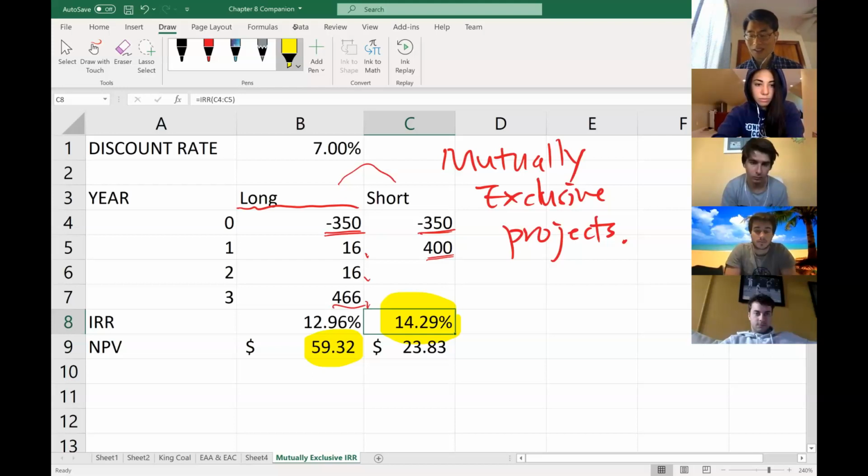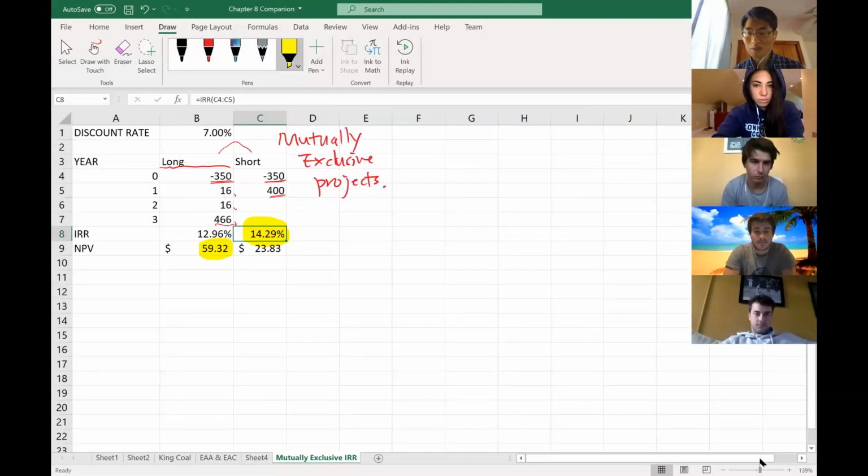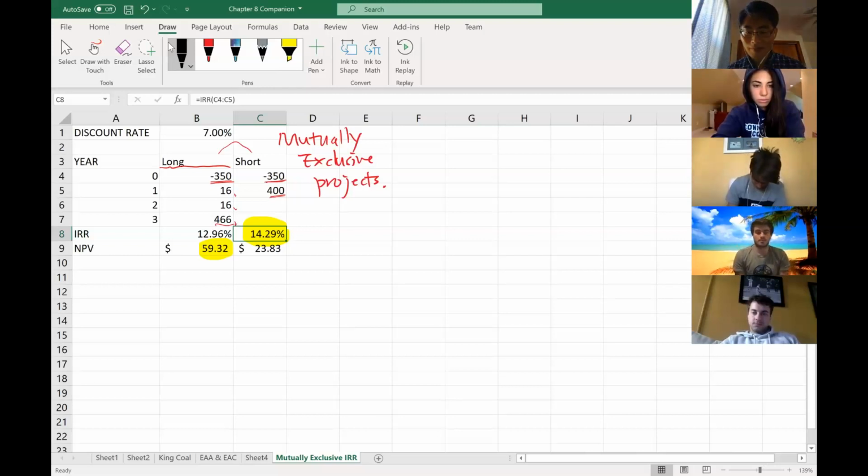Why does this happen? Do you guys remember the concept of interest rate risk that we learned in the financial markets class? The idea is that a long-term project is riskier than a short-term project because a long-term project is more sensitive to changes in interest rate. A long-term bond is riskier than a short-term bond. It's exactly the same logic.